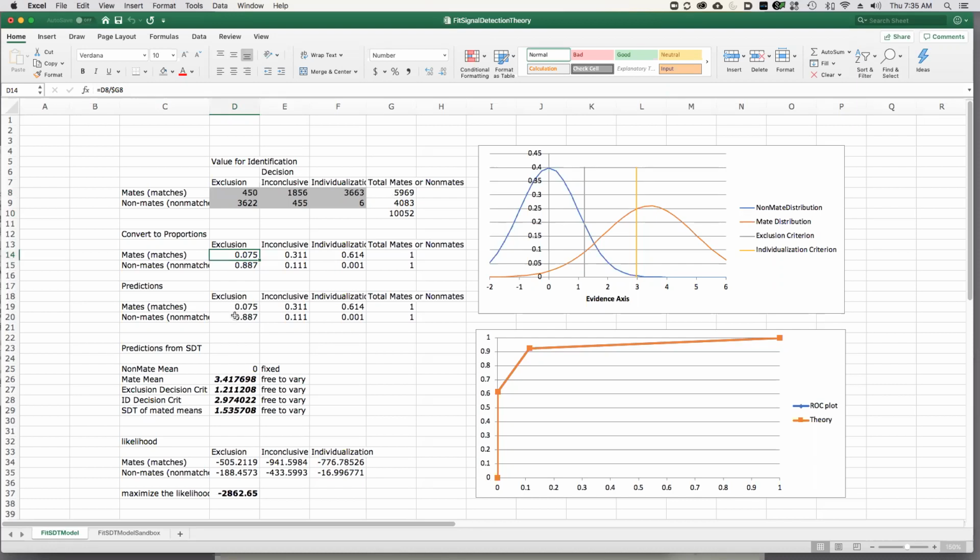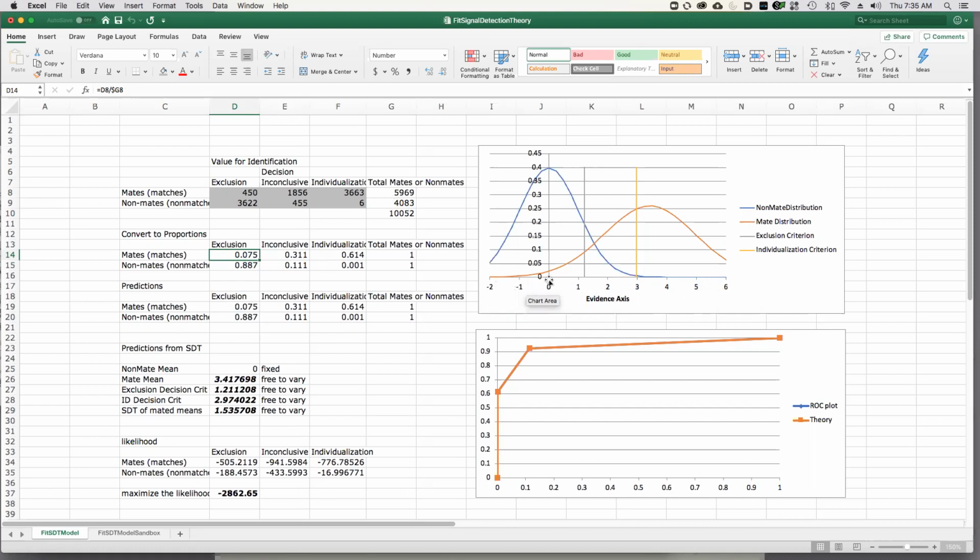And then here are the predicted proportions from a particular signal detection model. Now that model is shown right here. So we have the evidence axis right here, where being on this side is more evidence in favor of identification or common source. And lower values here are evidence for different sources.